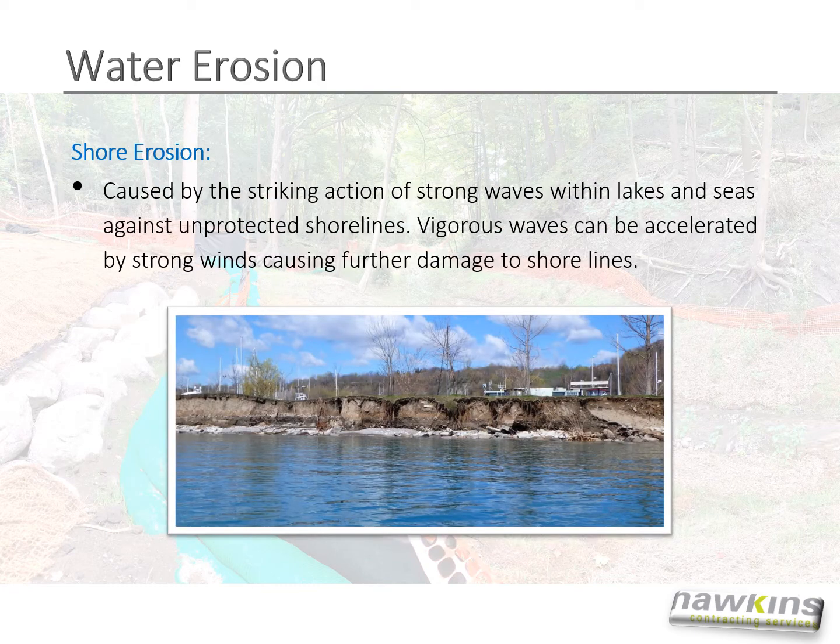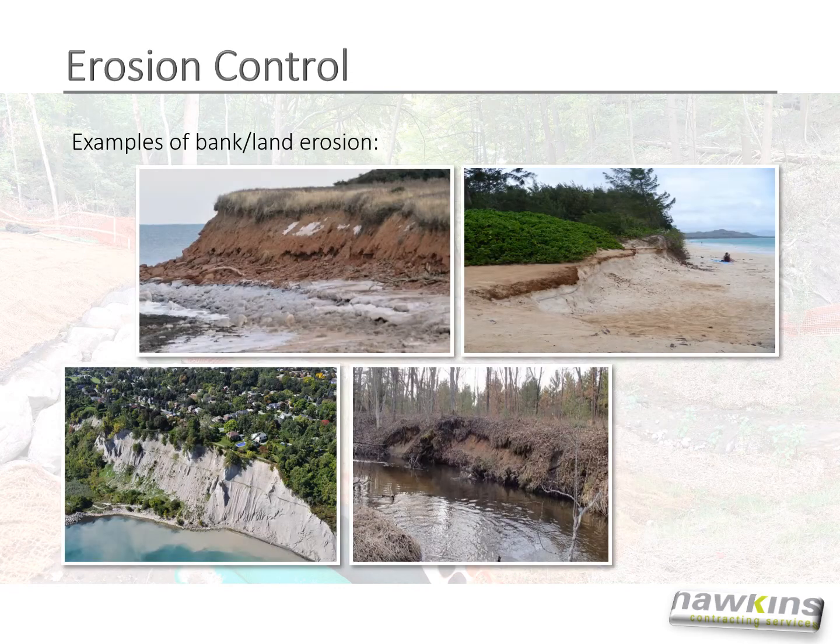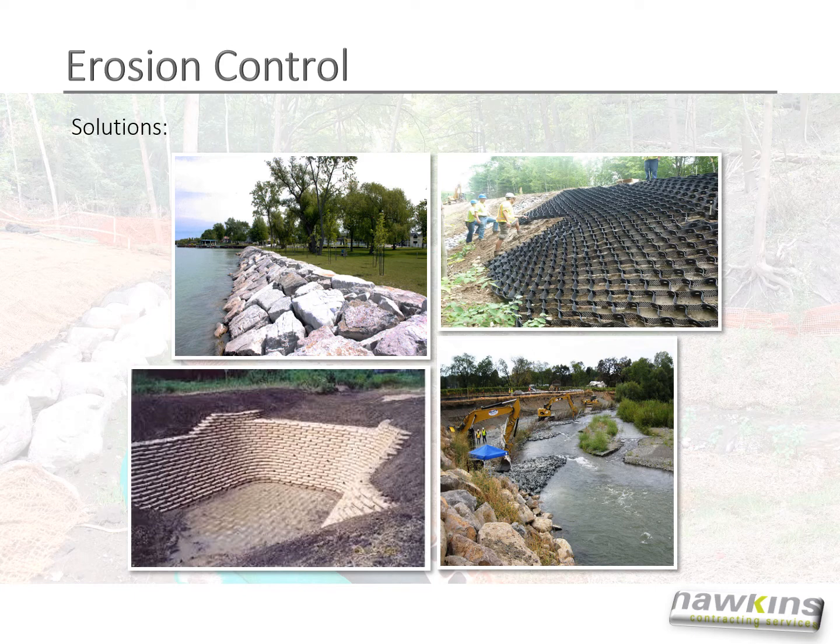Shore erosion is caused by the striking action of strong waves within lakes and seas against unprotected shorelines. Vigorous waves can be accelerated by strong winds, causing further damage to shorelines. Pictured here are some examples of bank and land erosion. Pictured here are some of the solutions that can be used to ensure erosion control.